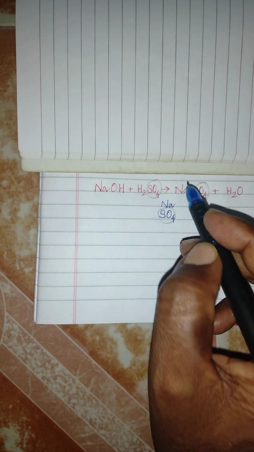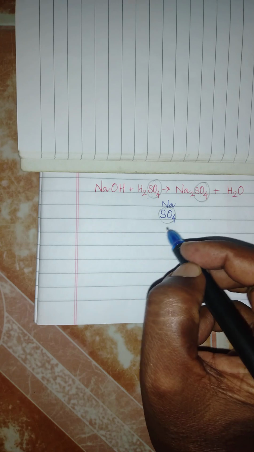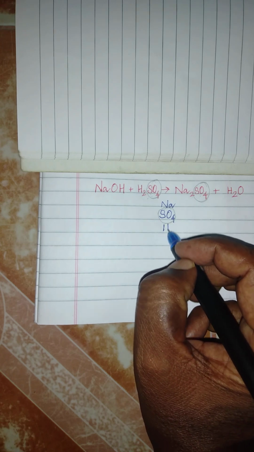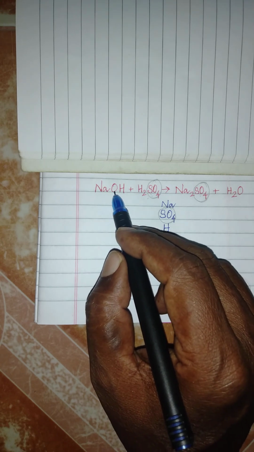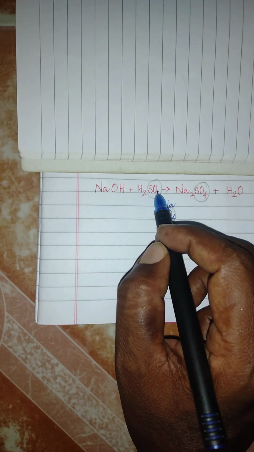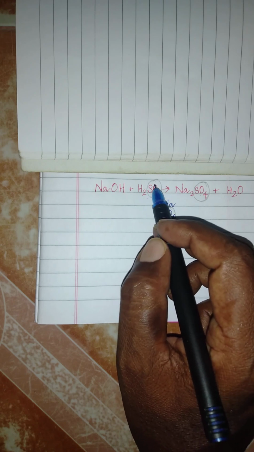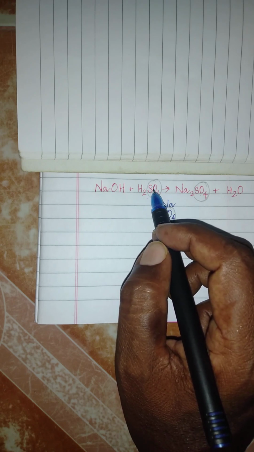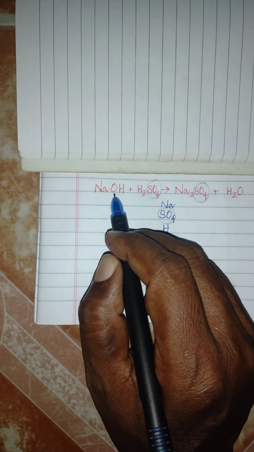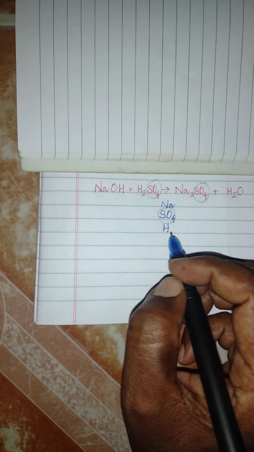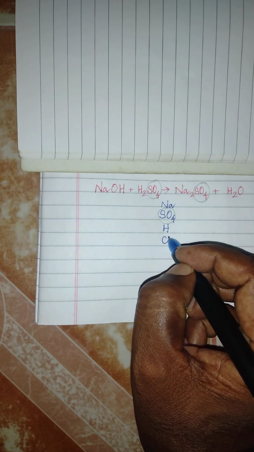Next, what is left out? Here in sulfuric acid, hydrogen is left out. So that hydrogen we can write. Next, what is left out? Oxygen. In sulphate, oxygen is there, but that oxygen we are not taking into account, that is separate, the sulphate radical. So this oxygen we need to count once again, so we need to write oxygen here.